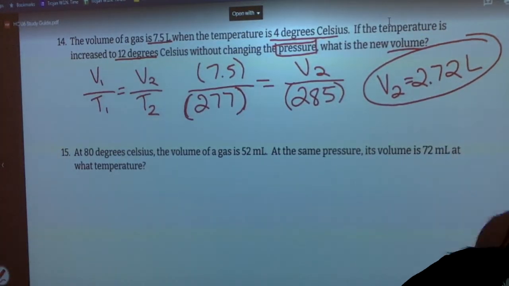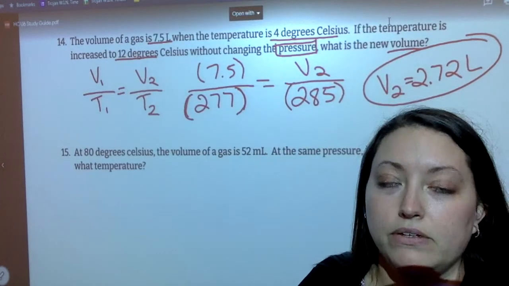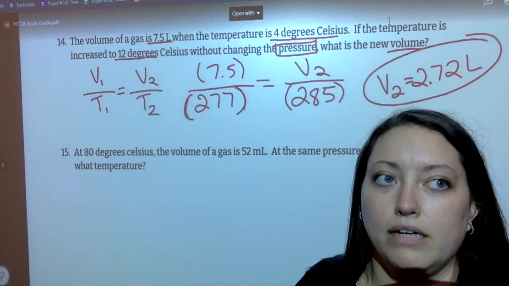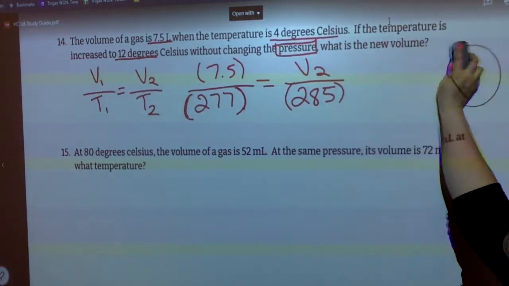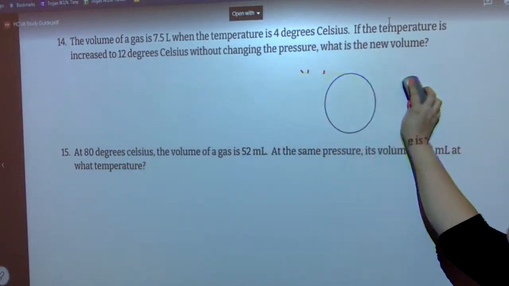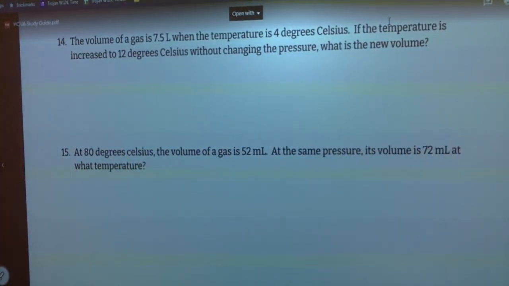But that's Charles' law. Okay, so we did Boyle's law, and that's Charles' law. We're going to do Gay-Lussac's law, combined gas law, ideal gas law. That's it. Okay, so I'm going to erase this and move on. World's fastest lesson. Sorry, I wish I wasn't running so late today.